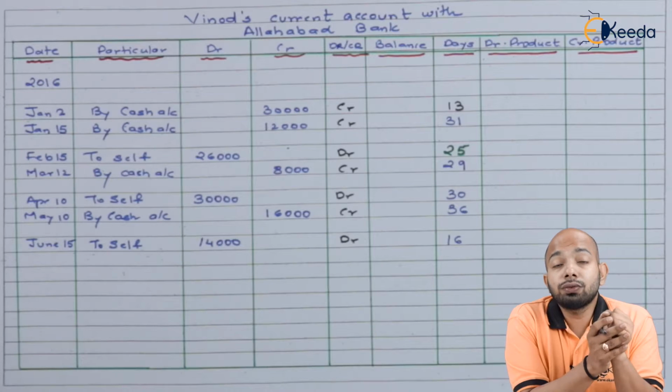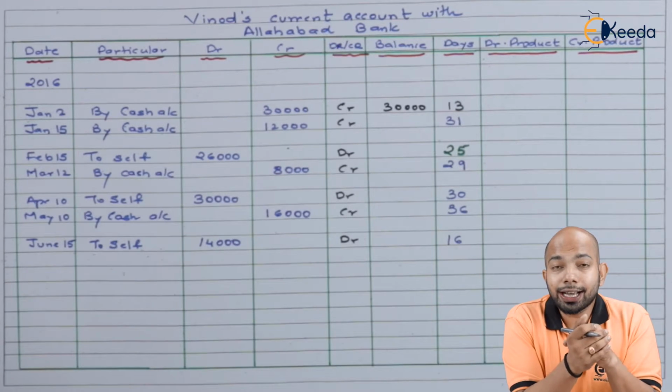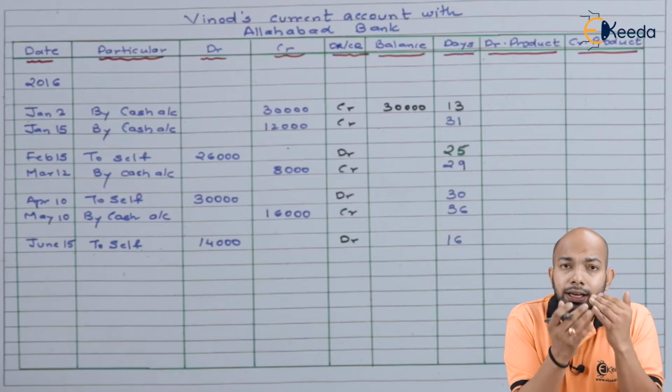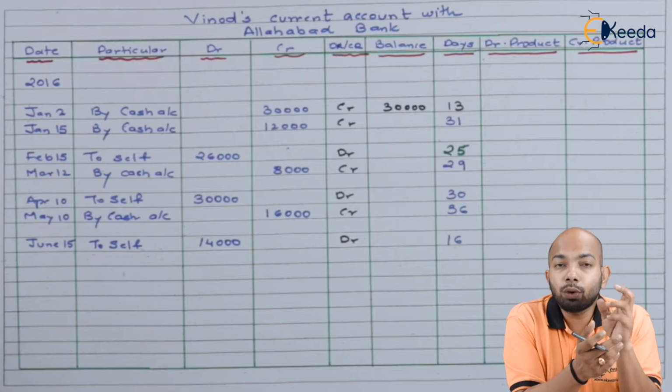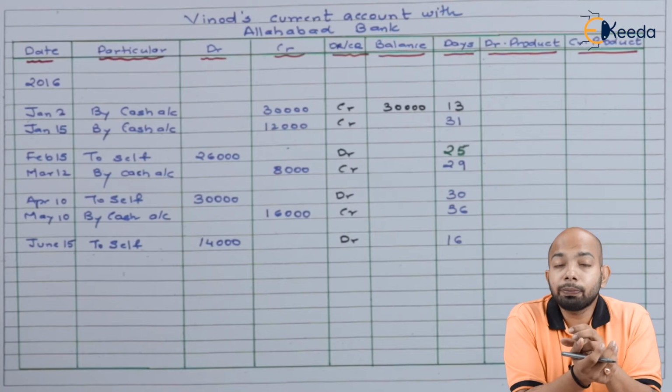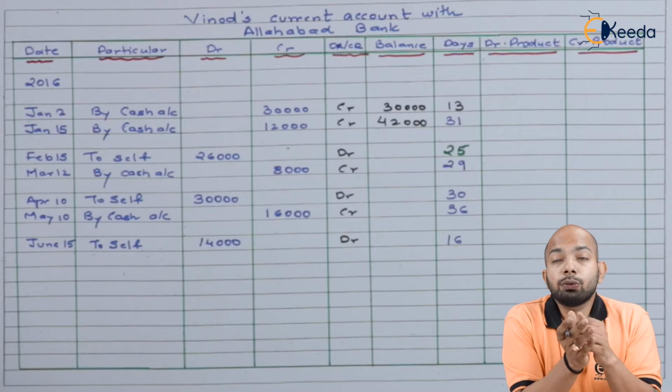So on 2nd of Jan, we had a closing balance of 30,000. The next transaction is also a credit transaction, which is for 12,000. That means it will be adding up. So in that 30,000, you add another 12,000 and whatever balance you have, you mention it there. That means 42,000.